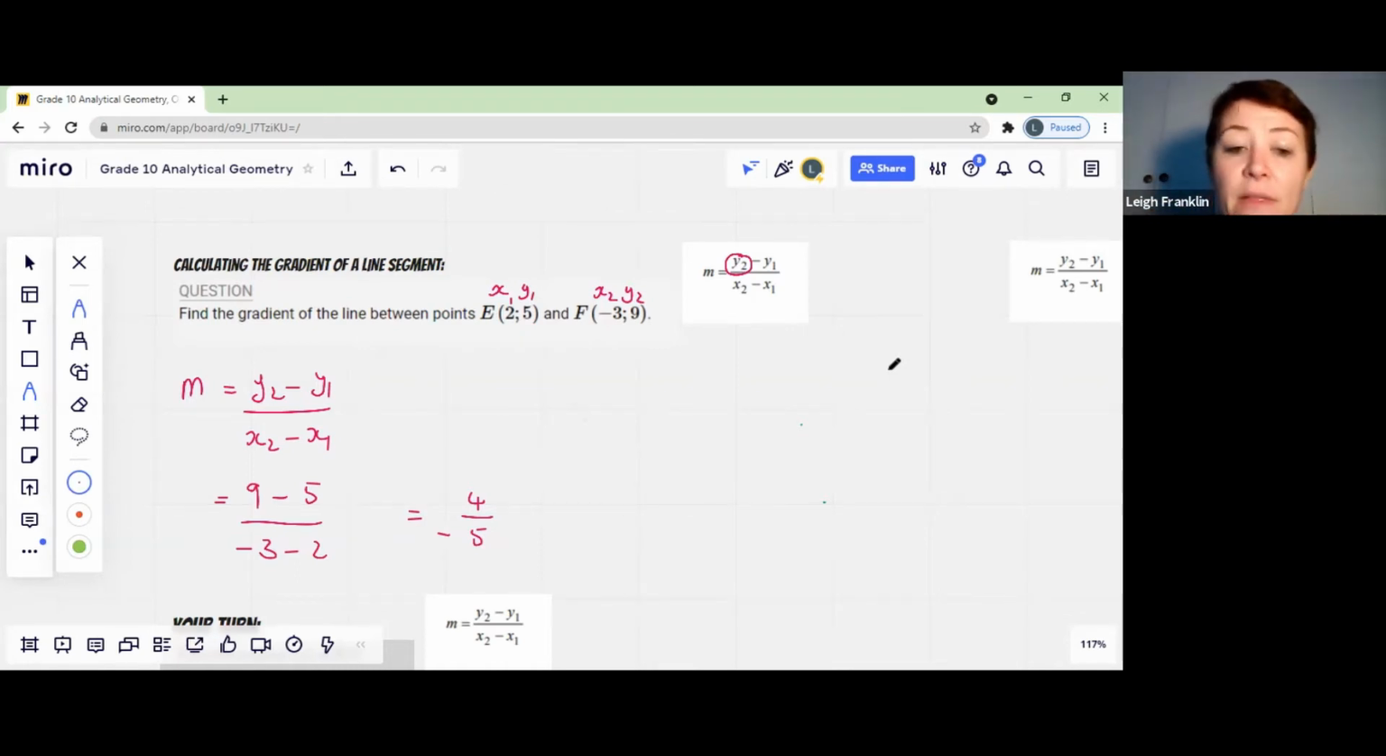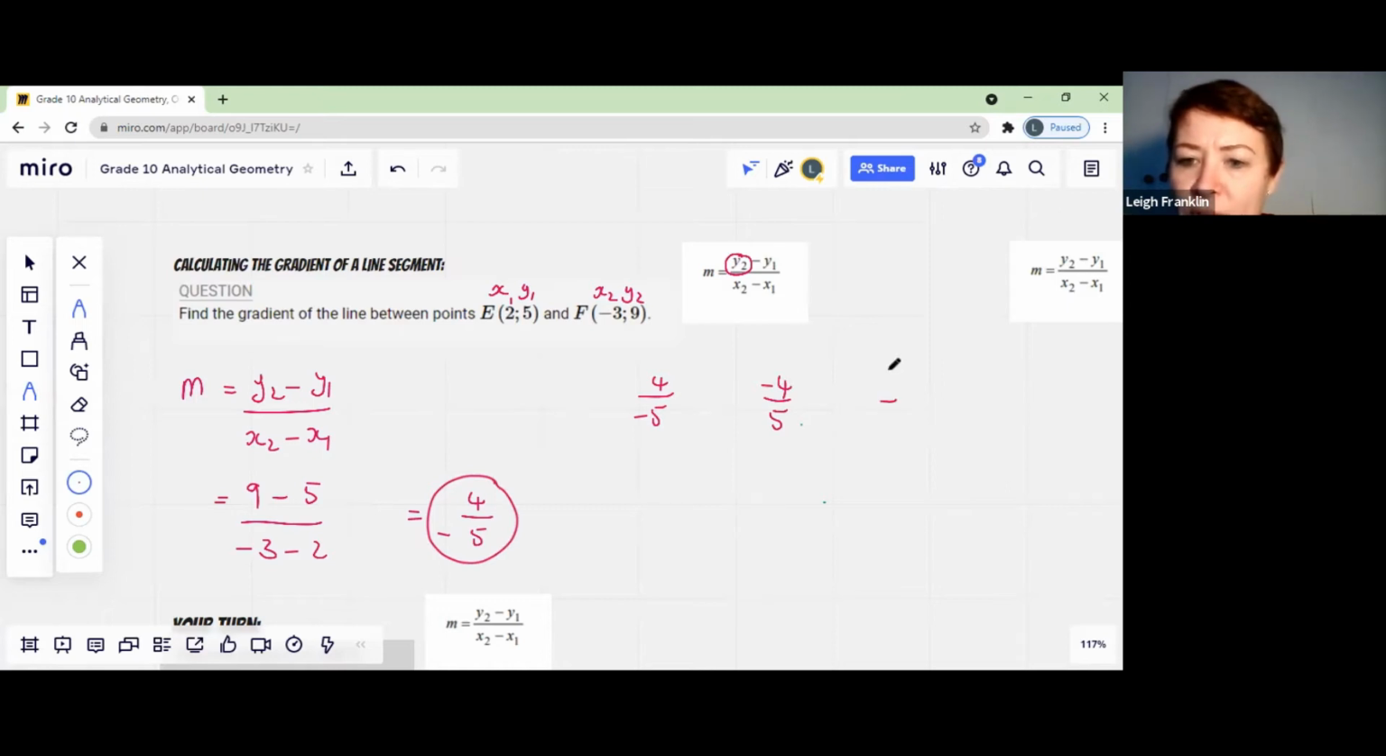Right. So the other thing that's really important, let's just talk about this quickly before I give you an opportunity to try one. This is actually a really good example. If I write 4 over negative 5, or I write negative 4 over 5, or I put the negative in front and then I put 4 over 5 like that, is there any difference between any of these fractions? No, ma'am. No, they're all the same. Yes, ma'am. All the same.